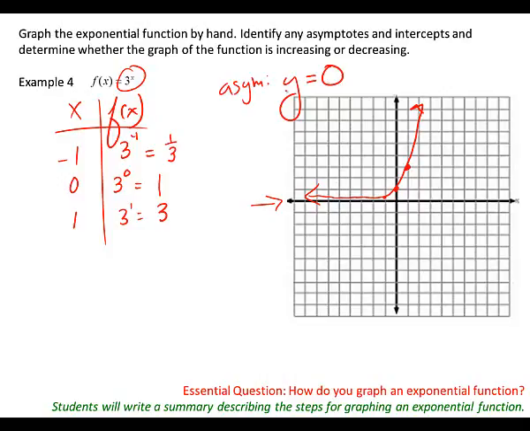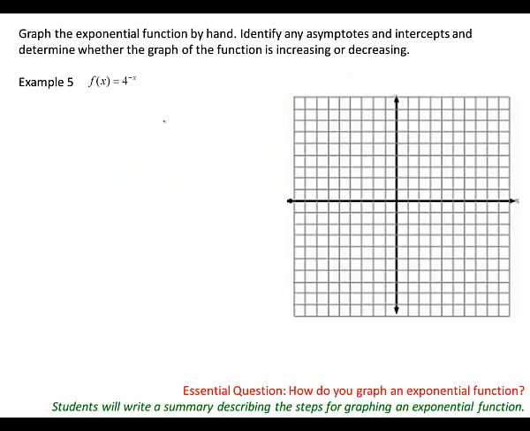Awesome. All right. So y equals 0. And then our intercept is just this point, isn't it? Yep. So my intercept is just out 0, up 1. And then is this function increasing or decreasing? Increasing. All right, let's look at the next one.